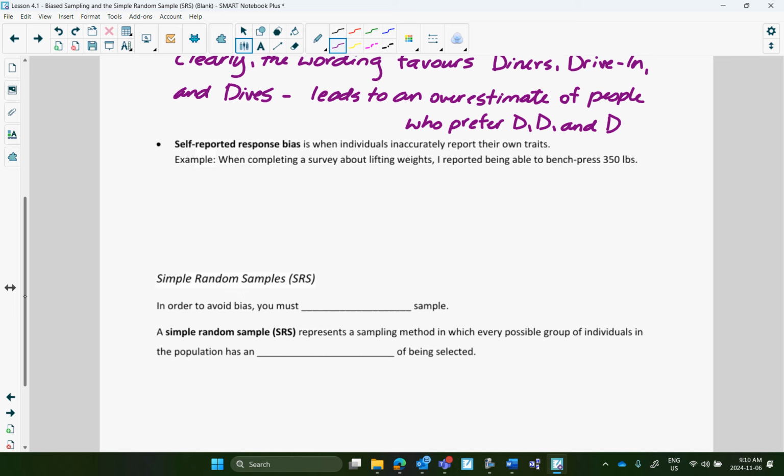So that's when people are given the chance to self-report. People may exaggerate their own abilities, which likely leads to an overestimate of what you are trying to measure.